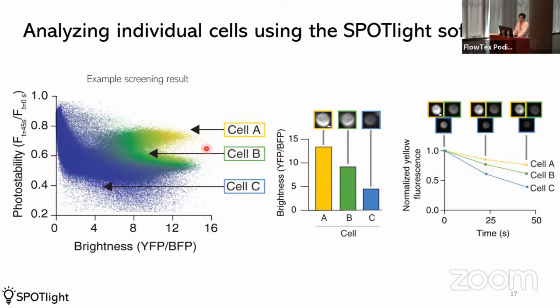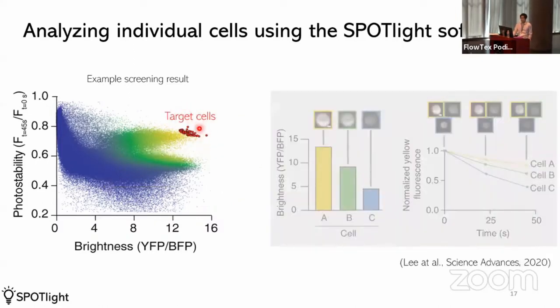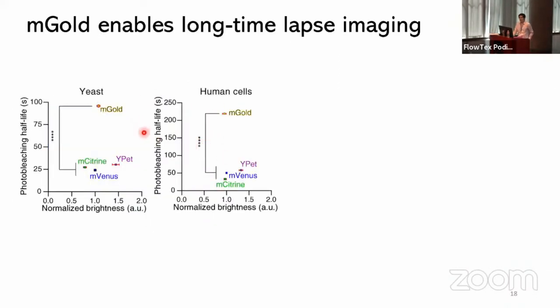For screening purposes, we basically chose cells that looked like cell A, and then we drew a gate around these cells, optically tagged them, FACS sorted them, and tried to sequence them. And we did this around 8 rounds of screening, and we managed to develop the most photostable yellow fluorescent protein to date called mGold, which is around 4 to 5-fold more photostable than the existing YFPs. And because our screening is very high throughput, we quickly outdated our mGold.